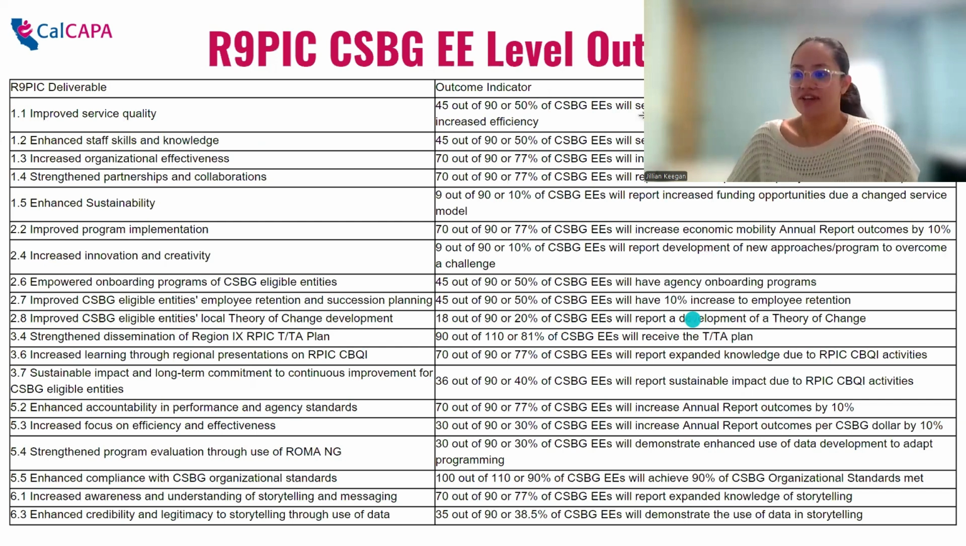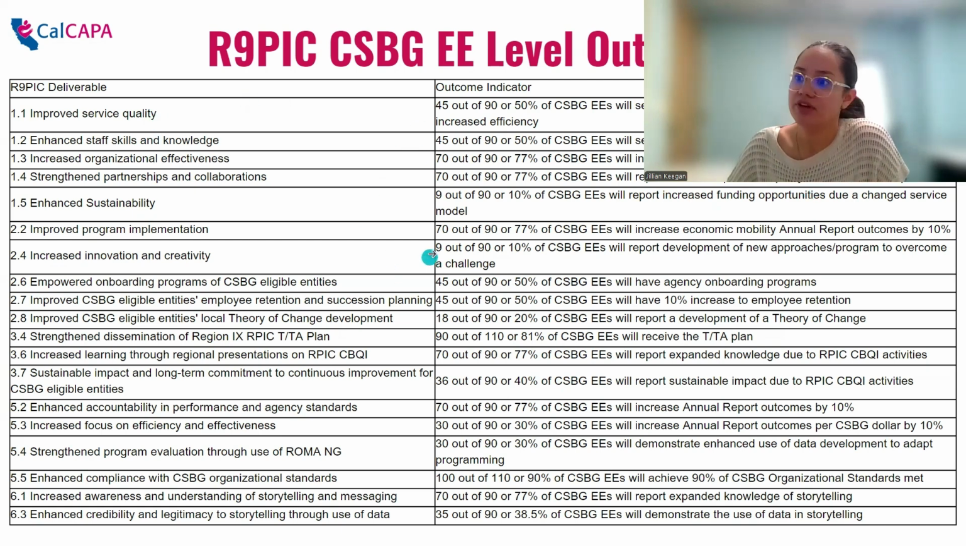So I know this is kind of overwhelming, but these are all of the CSBG eligible entity level outcomes. So these are the ones, I think there's 19 of them. These are the ones that we would really like you guys to familiarize yourselves with, because even if we don't necessarily need your help measuring them, we definitely need your help to achieve these 19 outcomes.